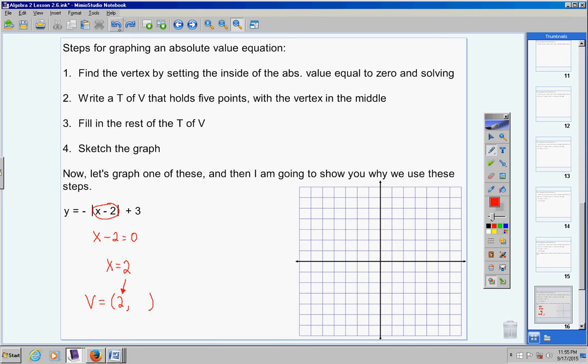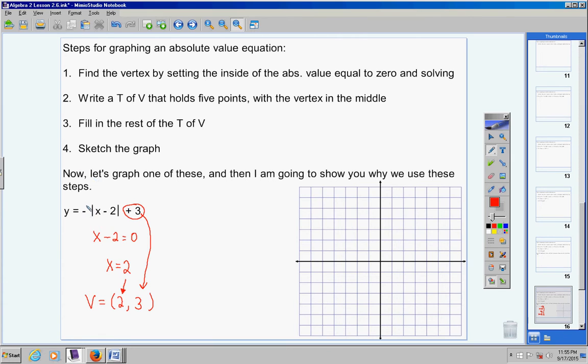But the y value, whenever you're dealing with an absolute value equation, is always this number right here that's being added or subtracted to the absolute value. So see this number right here in the end? That's always, and I mean always, going to be your y value. Isn't that simple? I mean, my goodness.